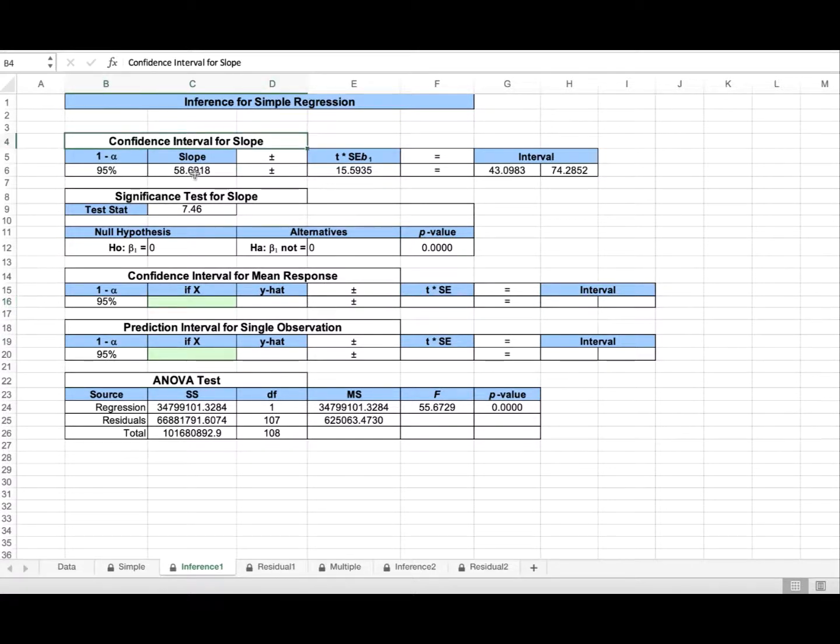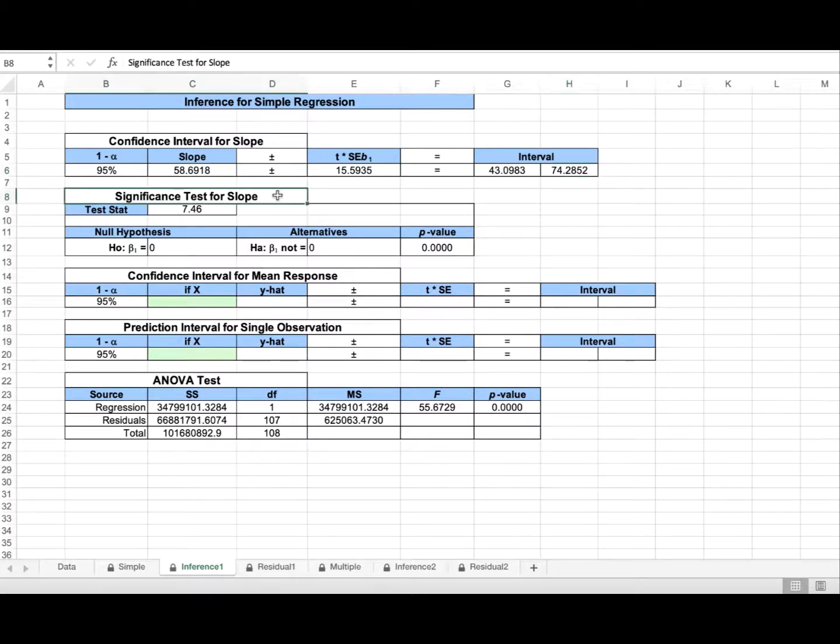First, we can see from our confidence interval that we're 95% confident that the true slope beta 1 is somewhere in the range 43.098 all the way up to 74.285. Most important, we can see that 0 is nowhere within that range. So it's like saying we're 95% confident that the true slope beta 1 is not 0.